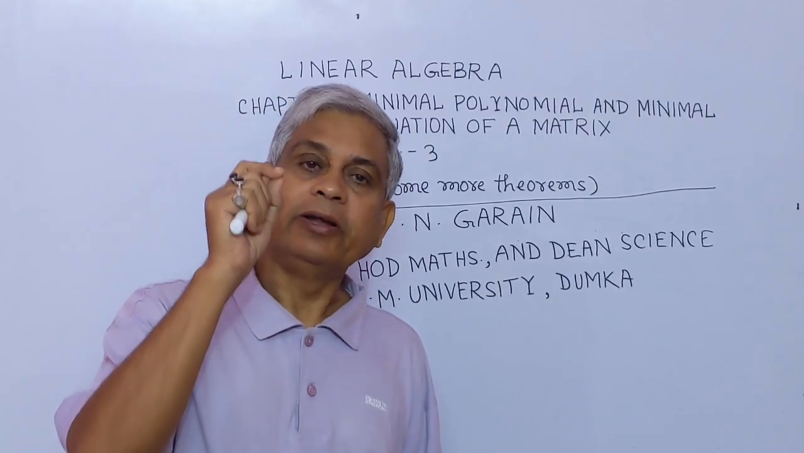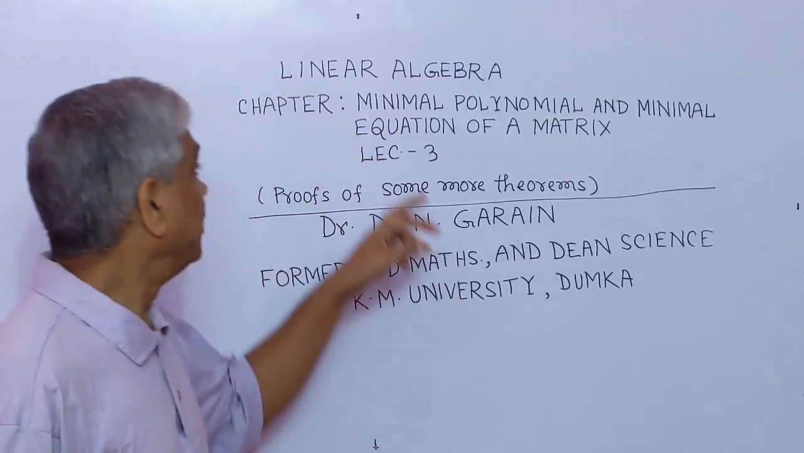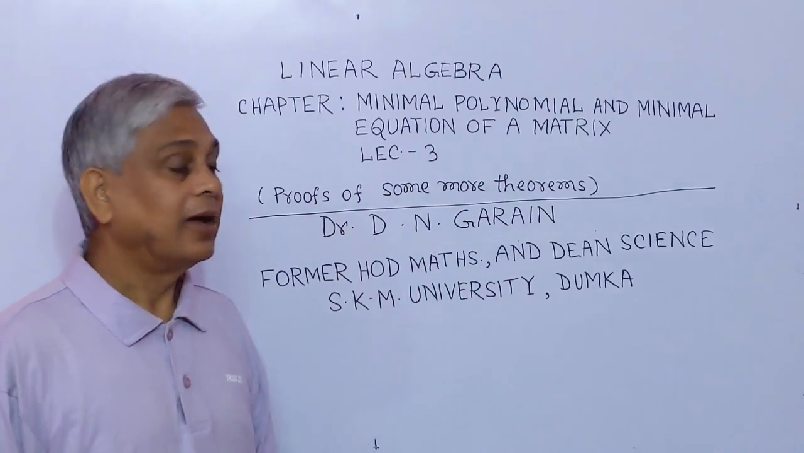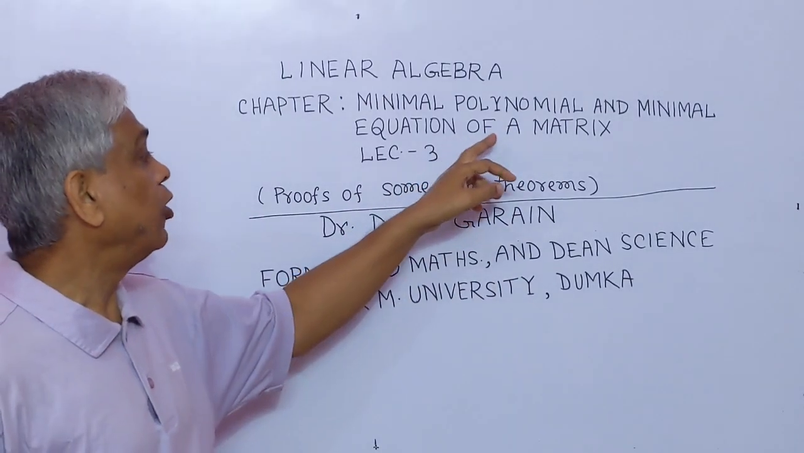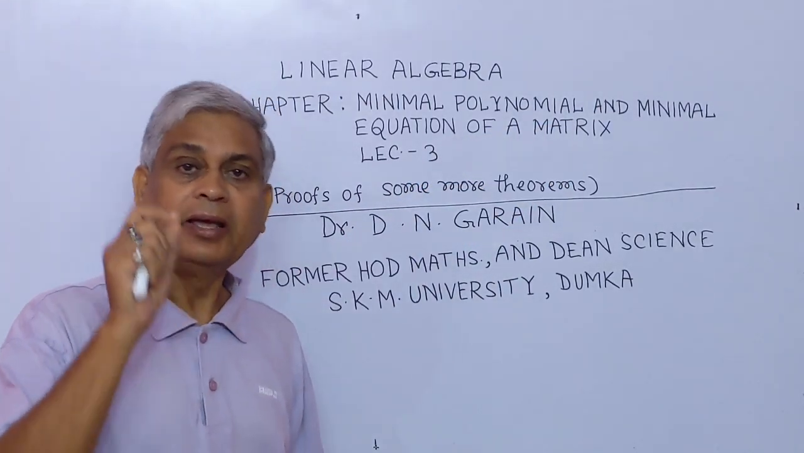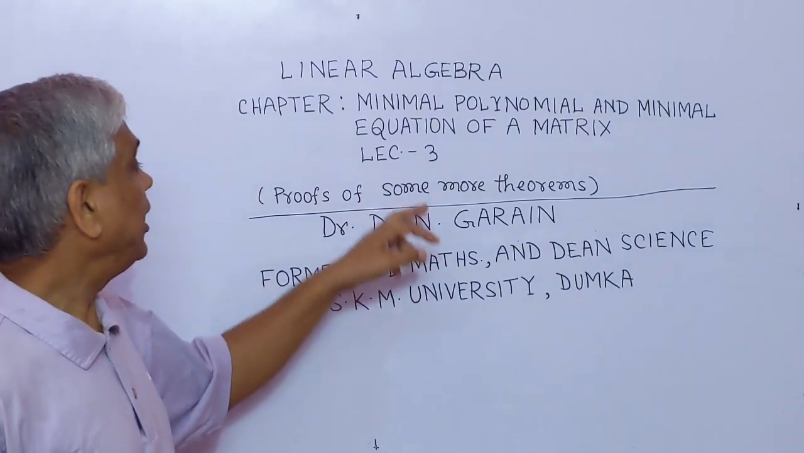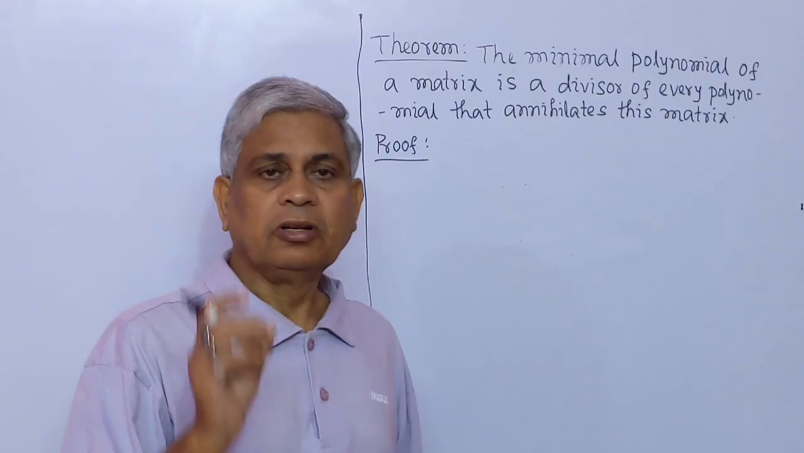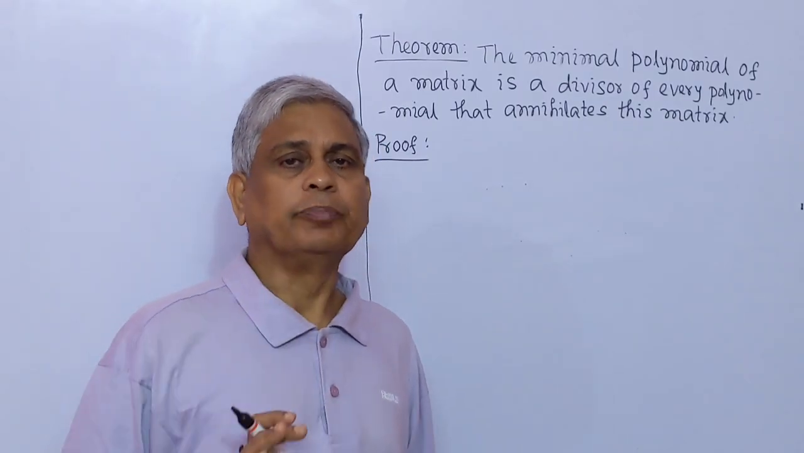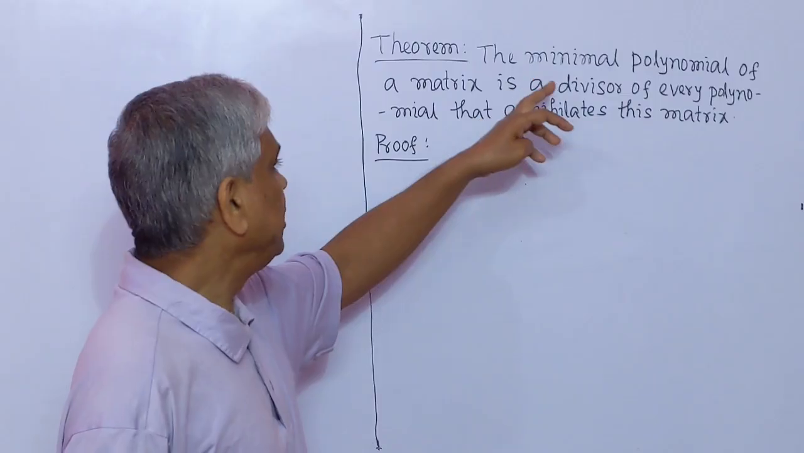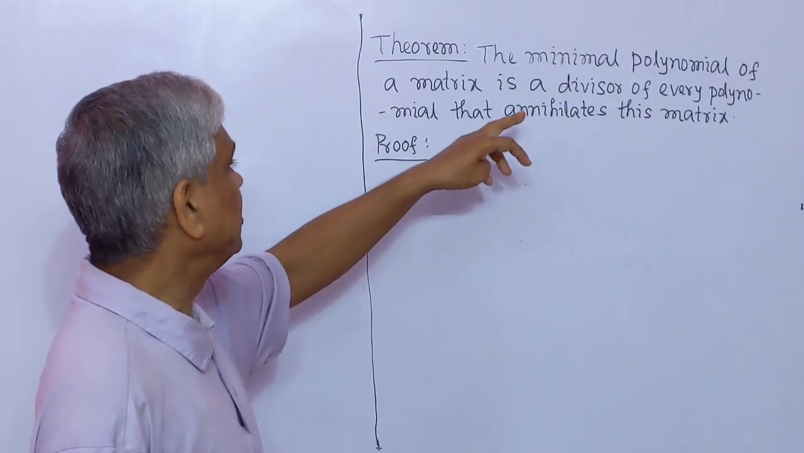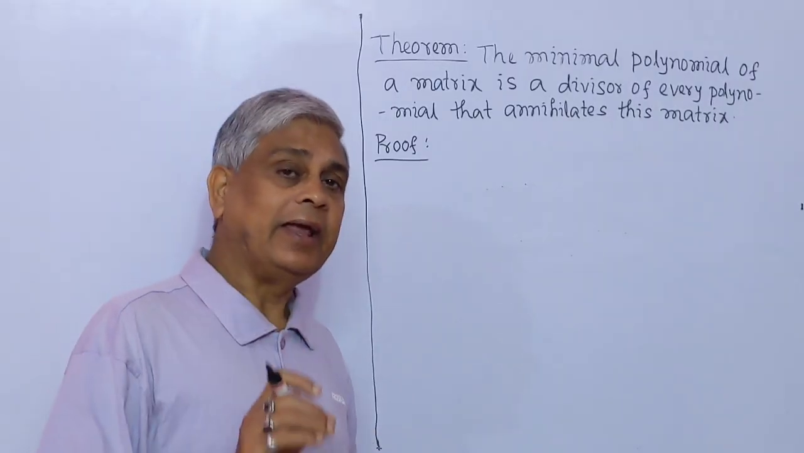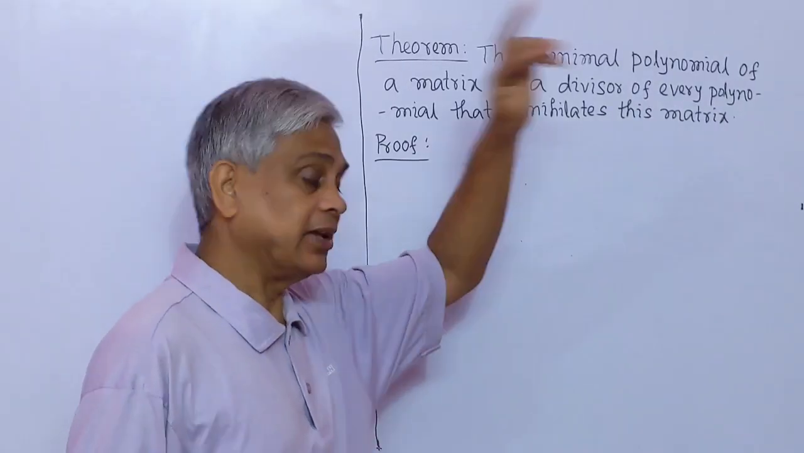Today, I will deliver a lecture on linear algebra, chapter minimal polynomial and minimal equation of a matrix. Lecture number 3, in which I will prove some more theorems of this chapter. Now we prove a theorem. The theorem is: the minimal polynomial of a matrix is a divisor of every polynomial that annihilates this matrix.